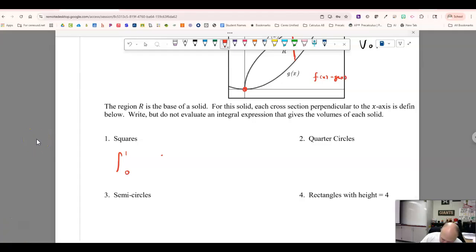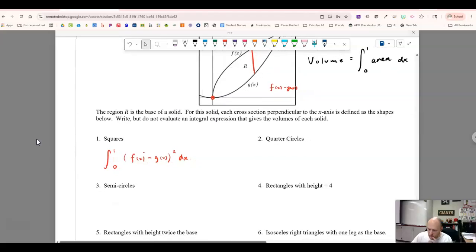Okay, I think I got it to work, hopefully. Integral from 0 to 1, and that distance again is going to be f of x top minus bottom, and it's squared dx, okay? So that's a square. What if it was a quarter of a circle? A quarter of a circle.